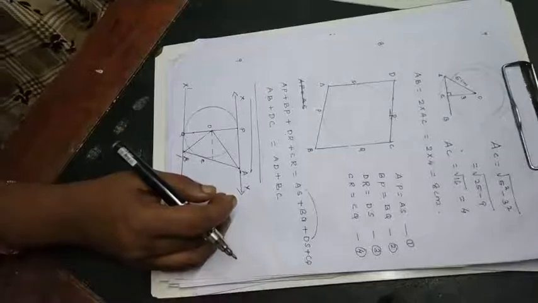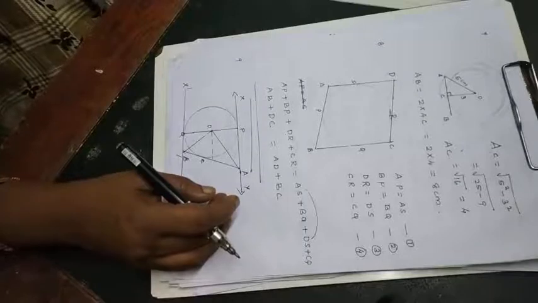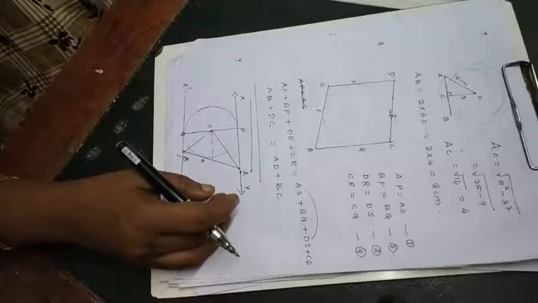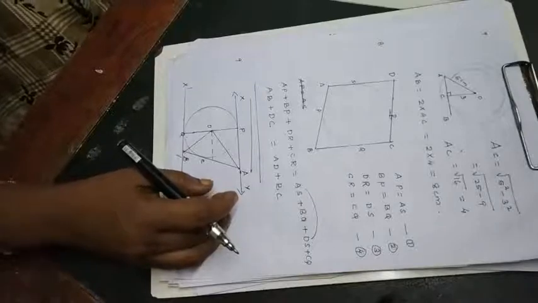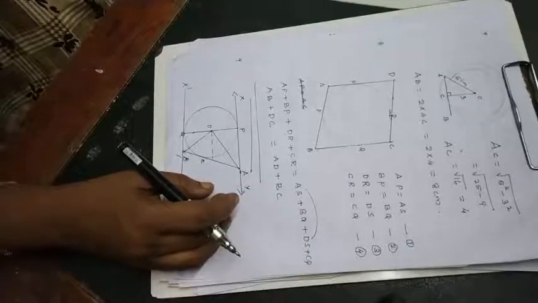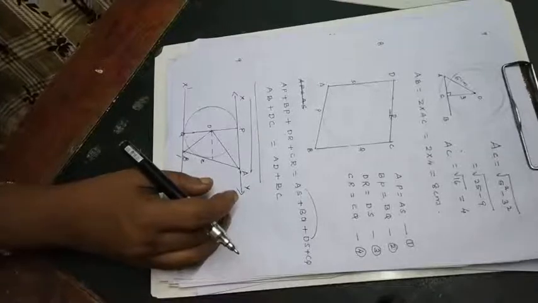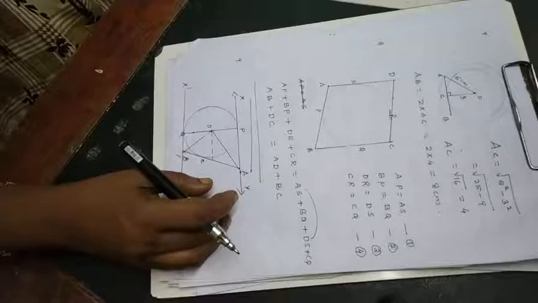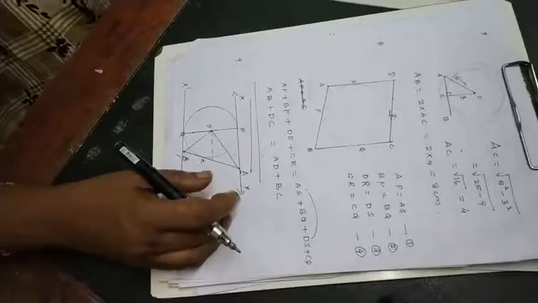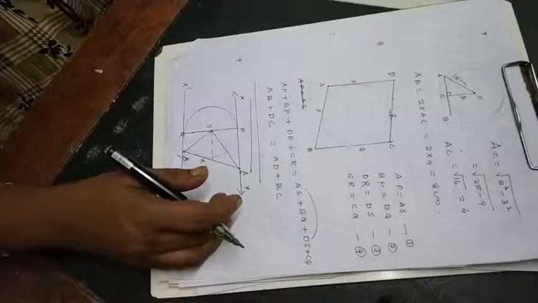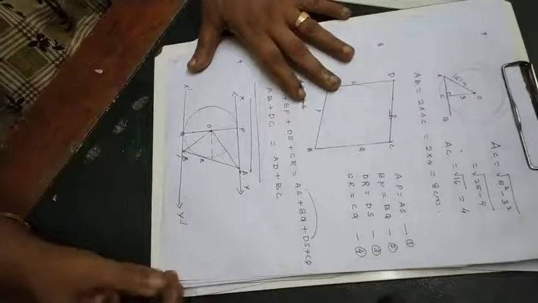Ninth problem. In figure 10.13, XY and X'Y' are two parallel tangents to a circle with center O, and another tangent AB with a point of contact C intersects XY and X'Y' at A and B. You have to prove that angle AOB equals 90 degrees. Now look at this one. This is the figure given there.